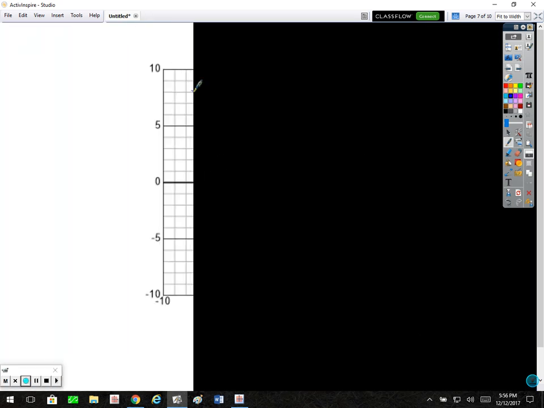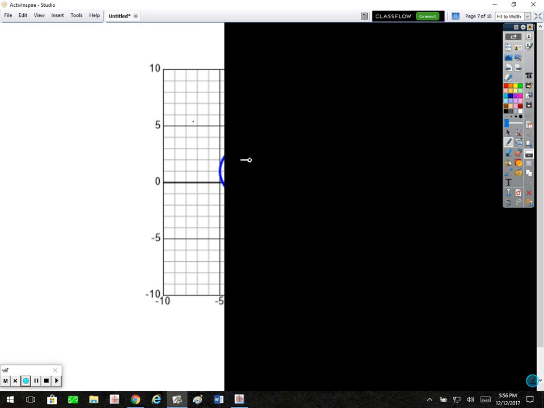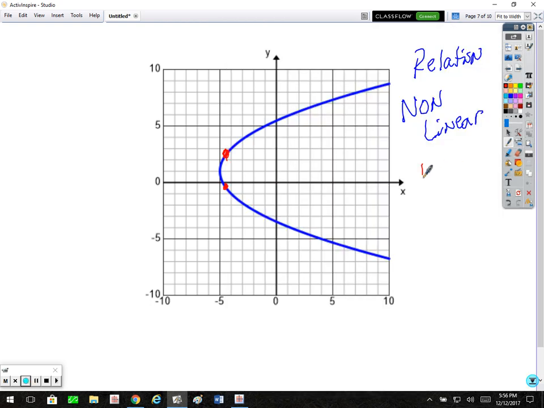Well, if I start dragging my line again, my paper, remember we call it a vertical line test, but we said use a piece of paper. And right here, all I need to see is one place that it touches twice. And I don't have to go any further. This is not a function. Okay? Not a function. So this is a relation, nonlinear, non-function graph.